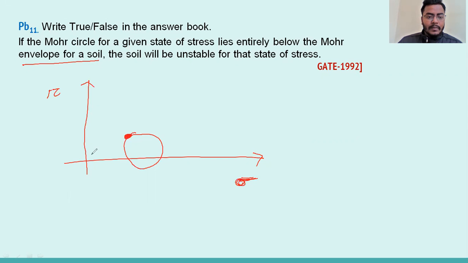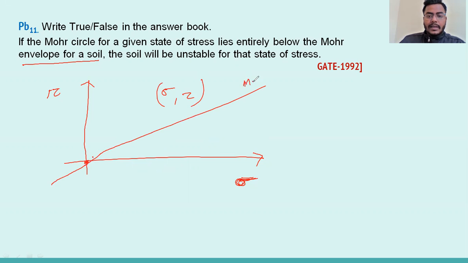So by increasing the normal stress, you will get the shear stress. So we can calculate different points, or different critical combinations of normal stress and shear stress τ. By joining these critical combinations, it will give some line, suppose like this. So that is the Mohr envelope.